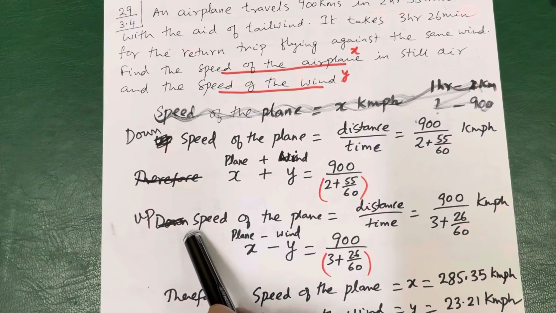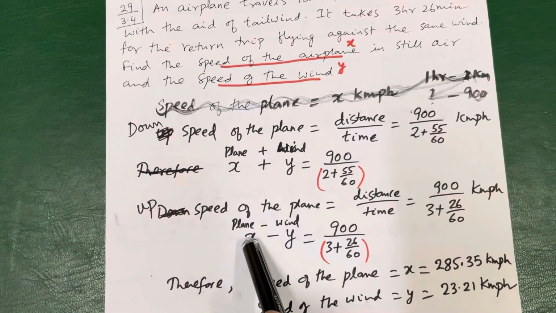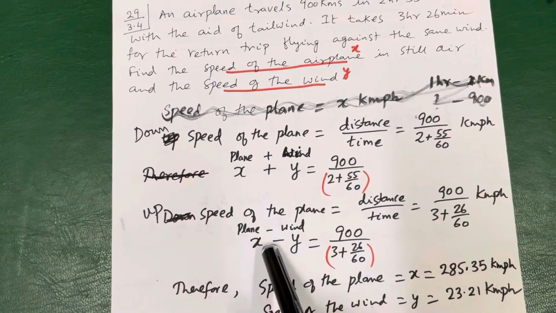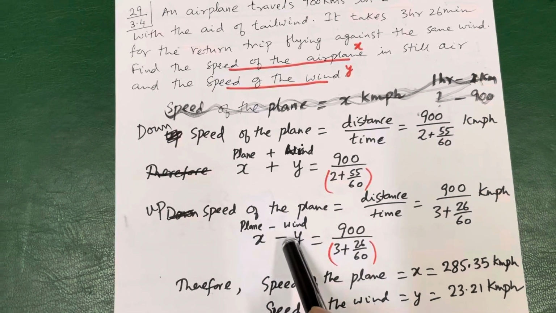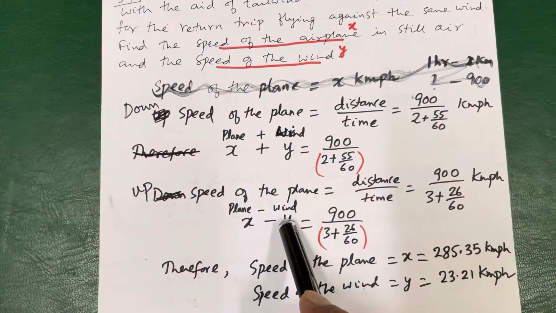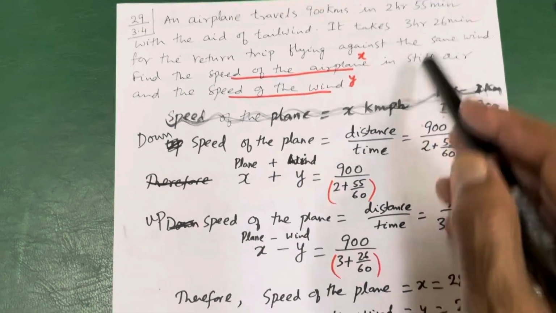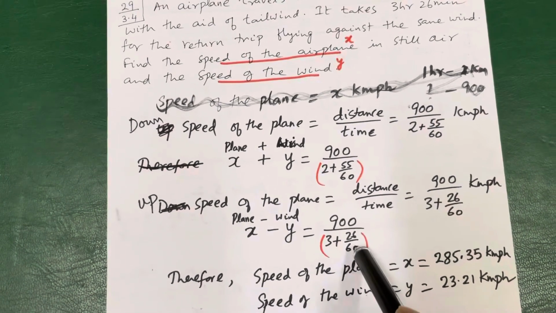And then the up speed of the plane, that is while the airplane is flying, the wind is pushing it backward, because the wind is pushing the airplane in the backward direction. So x minus y is equal to distance by time. This will be 3 hours 26 minutes. These minutes you should change into hours.